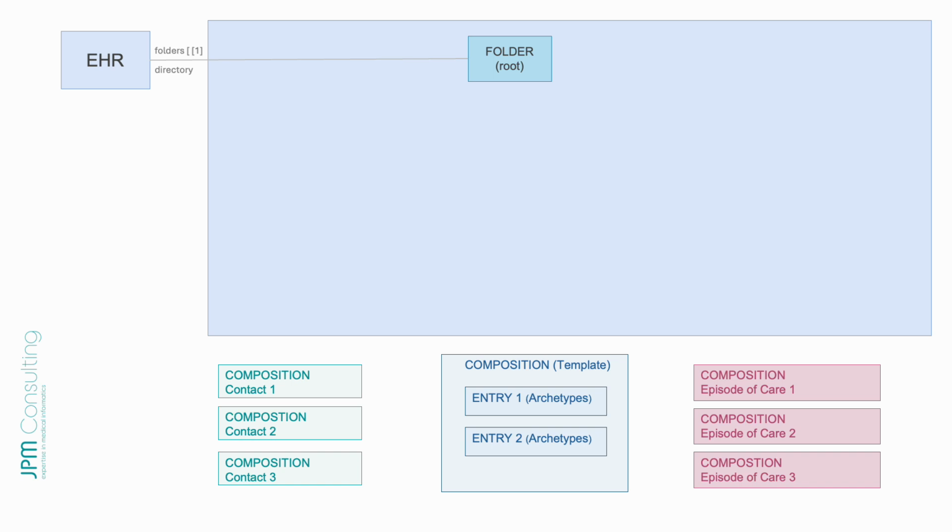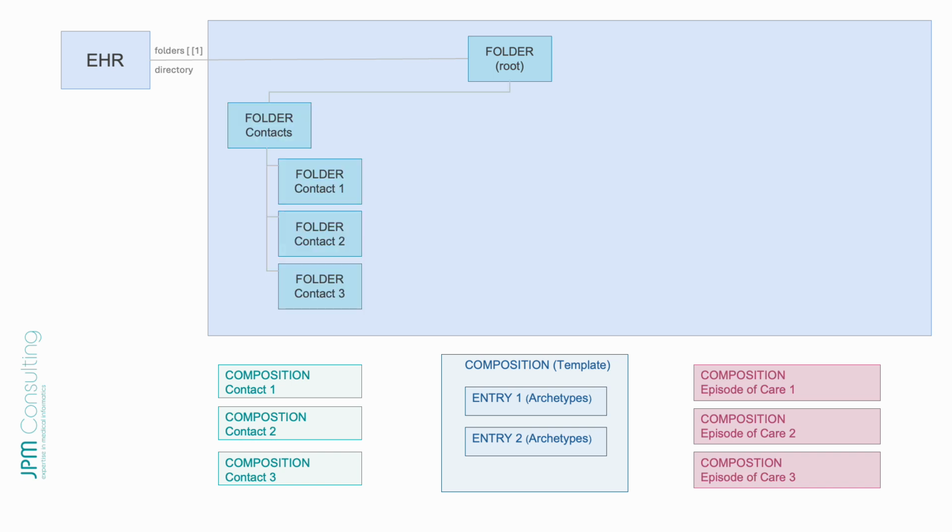With this in mind, we can now use folders to organize an episode-oriented medical record at high level. At the bottom, you can see the three types of compositions we have modeled: contact, medical record entry, and episode of care. In the blue area above, we now build the folder structure in the EHR directory. First, we create a folder for contacts. Then each individual contact is represented as its own subfolder.